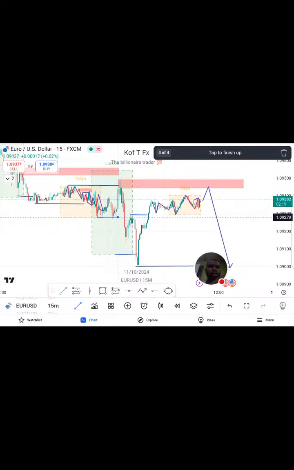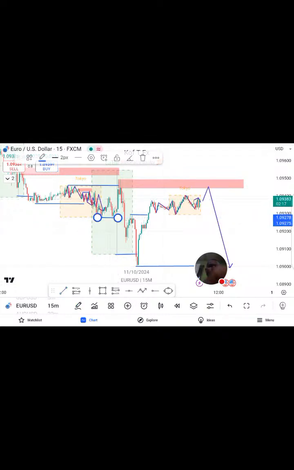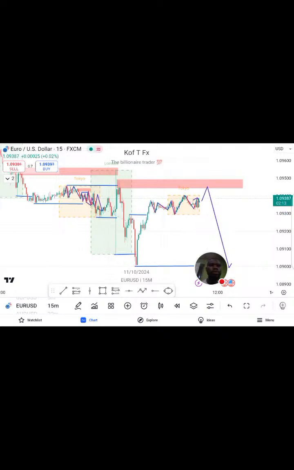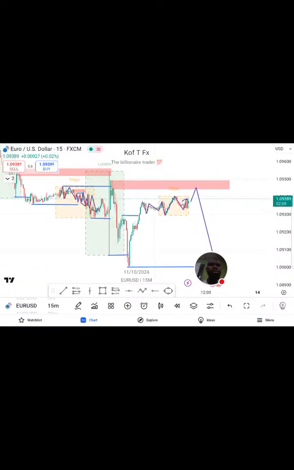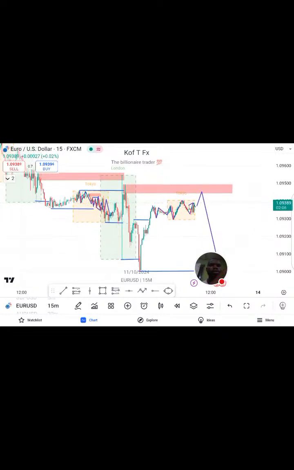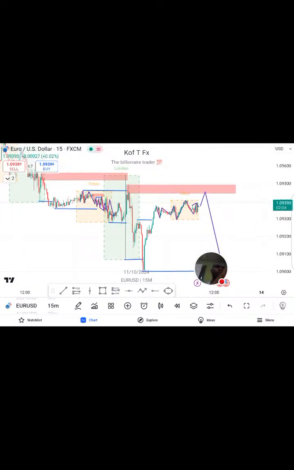okay, we have this one, two, then three. Now, this actually followed the logic. It follows the logic of we have the first break of structure, second break of structure, liquidity grab, then we have a break of structure. Before that, we have like what is it called?